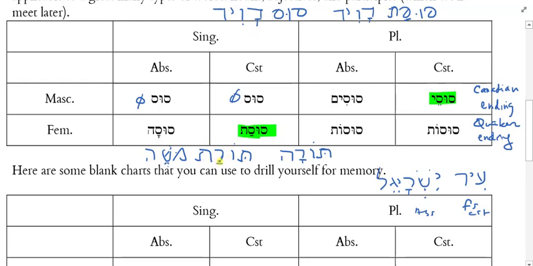Because of the Torat ending, one of my former professors used to refer to this as the rat ending for the feminine singular construct. The rat ending from Torah, Torat. Okay? So that helps you remember rats. Okay, good. So those are the endings there.